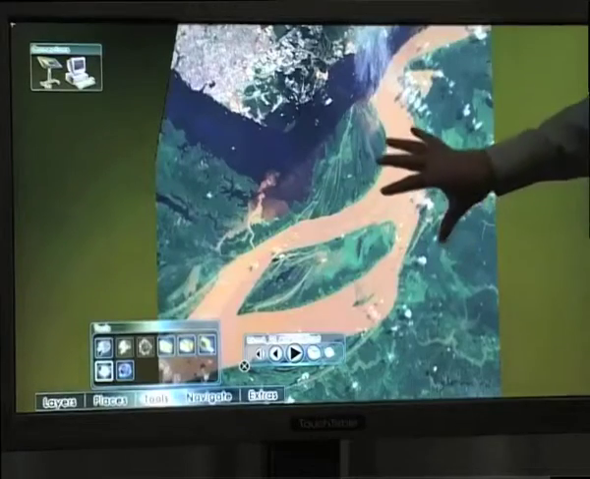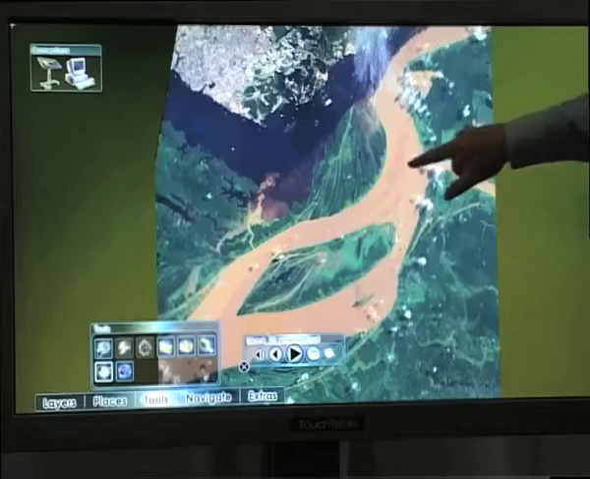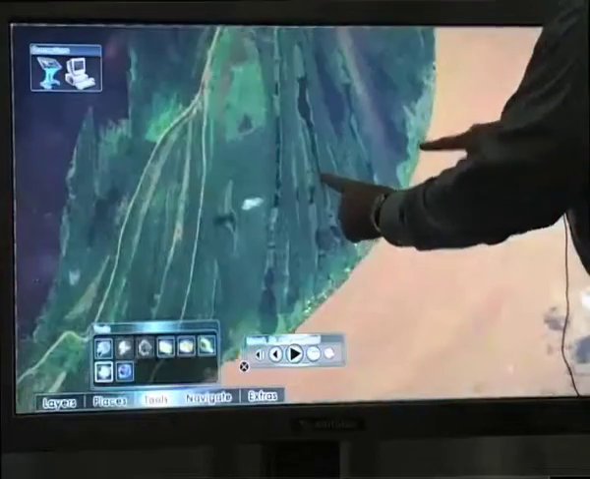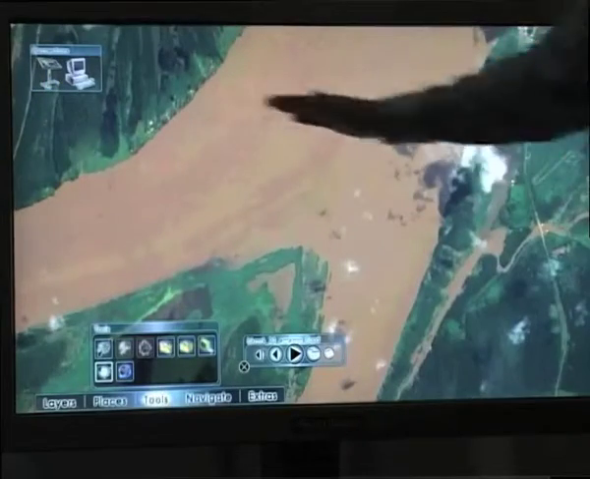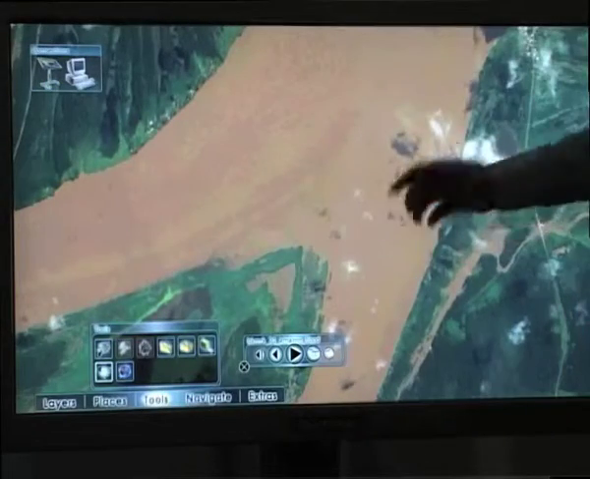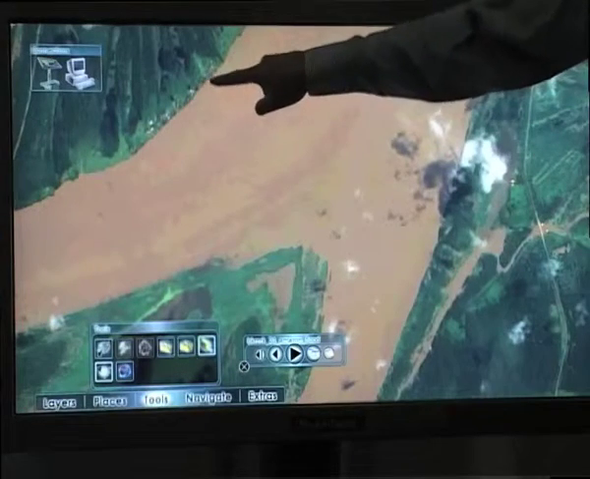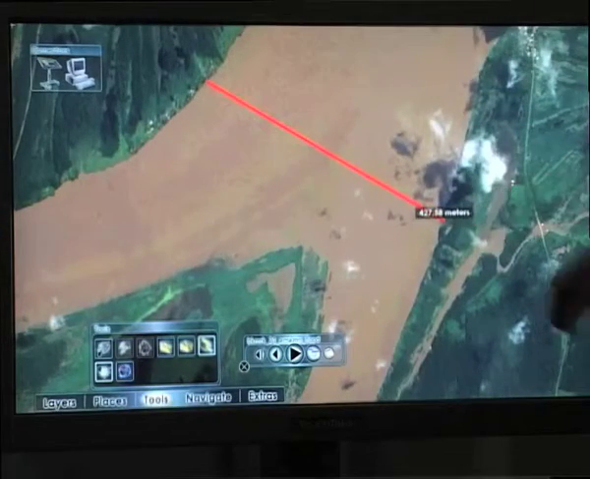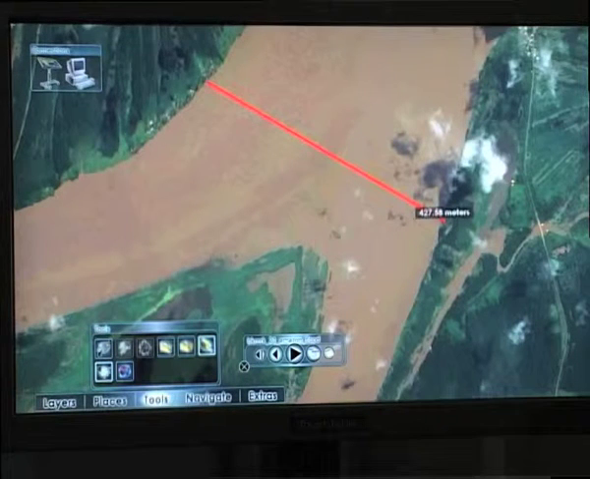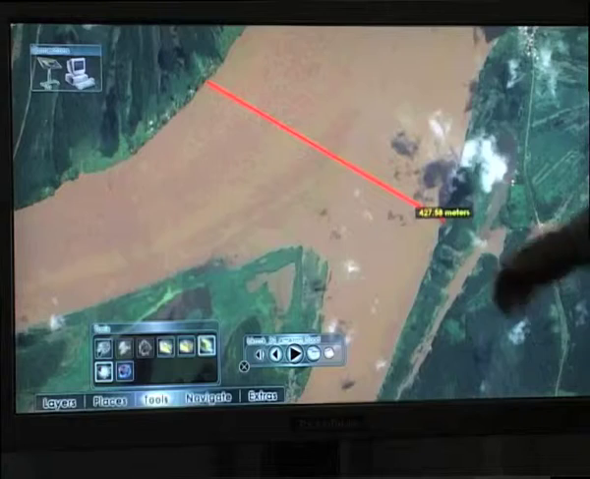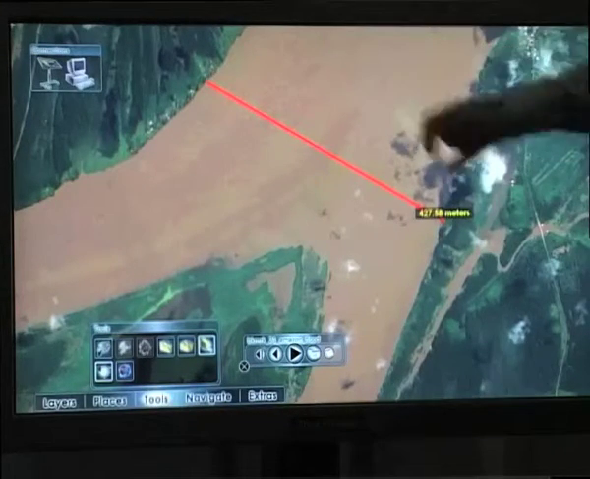And we can take a look at flooding that's going on along the river. And we can go in a little bit closer. And we can see how wide the river has changed. As a matter of fact, we can measure it. We'd say, how far is it from there to there? 427 meters. So we can do a lot of measuring with this kind of tool as well. We can say, that's not usually that thick in this area.